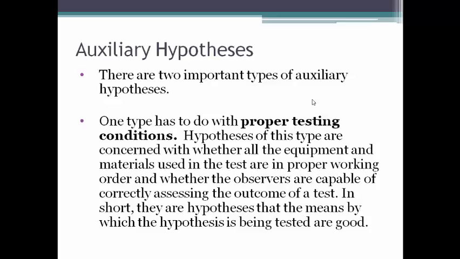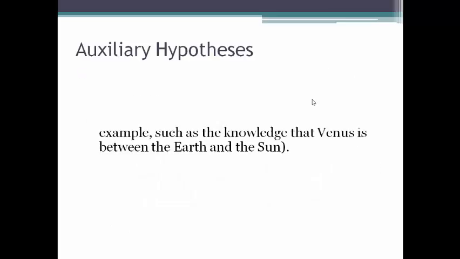One type has to do with proper testing conditions. Hypotheses of this type are concerned with whether all the equipment and material used in the test are in proper working order, and whether the observers are capable of correctly assessing the outcome of a test. In short, they are hypotheses that the means by which the hypothesis is being tested are good.